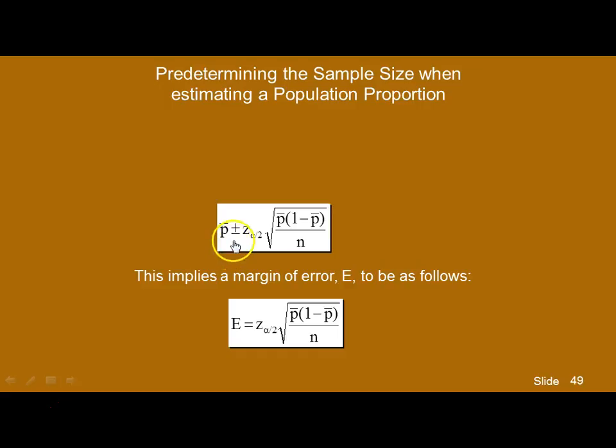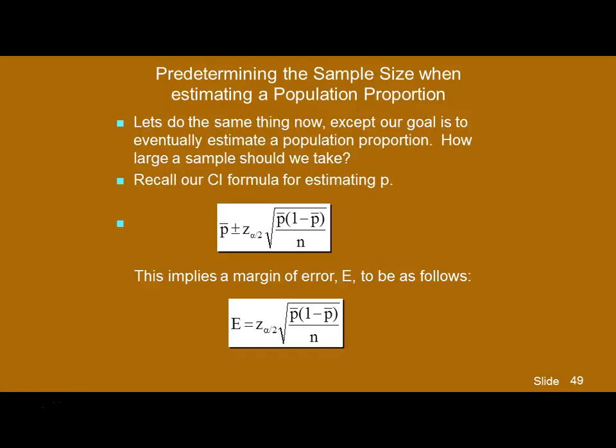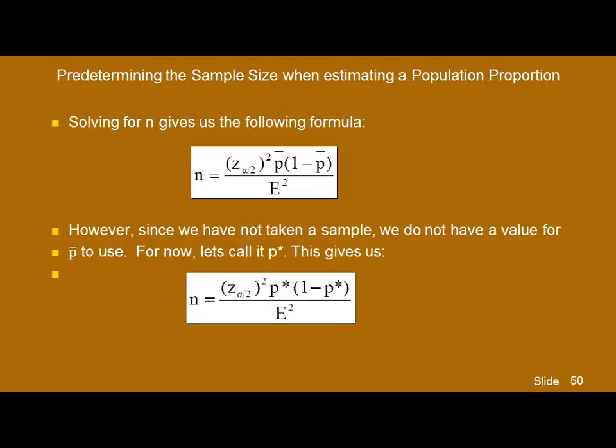Everything to the right of the plus or minus is what we call the margin of error, E. So we have E is equal to Z times the square root of P bar times 1 minus P bar over N. And once again, we're just going to take that equation and solve for N. If you solve for N, you're going to get the following formula. And again, you don't have to worry about the algebra. N is equal to, again, the Z value squared times P bar times 1 minus P bar over E squared.